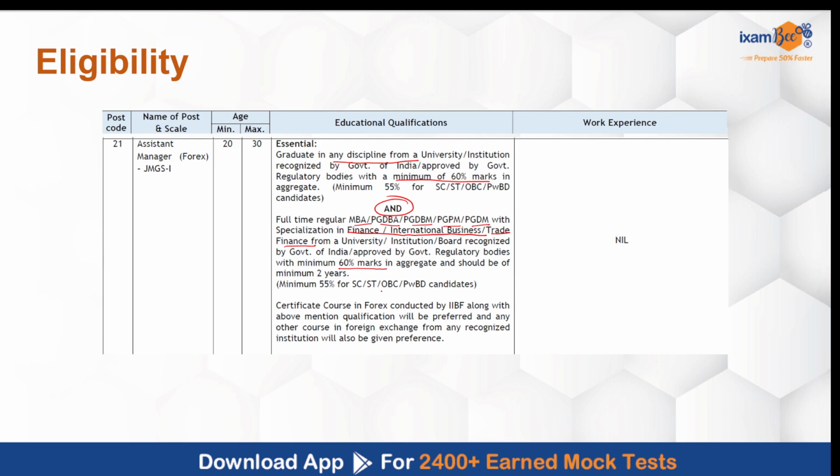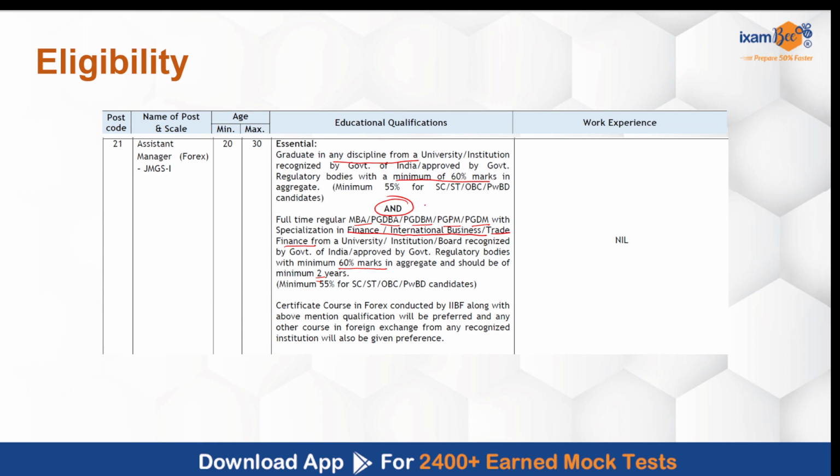60% marks, right? This MBA degree should be of a full 2 years course, right? So no executive MBAs of 1 year would be eligible here. It should be a full course of 2 years. It could be distance, it could be full time, but 2 years you should have done this, right?